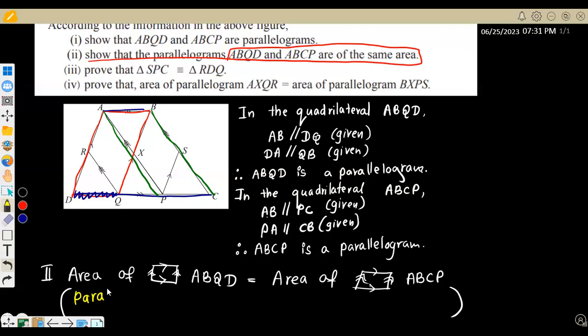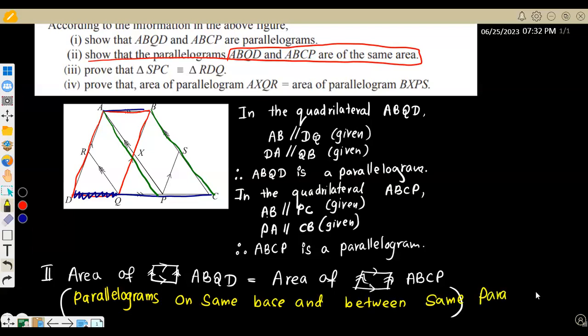Okay, you can write: parallelograms on same base and between same parallel lines are equal in area. We learned a little while ago that they become equal in area, didn't we? Okay. Now there is a congruency.